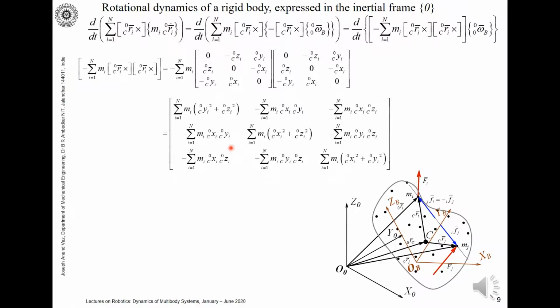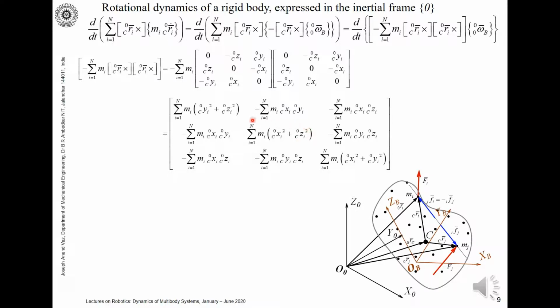So very interesting matrix. You can see that the diagonal terms of this matrix are recognizable. They correspond to the moments of inertia. So here you have the moments of inertia about the x-axis, and it is as if this x-axis is passing through the center of mass, and it's parallel to the x-axis of the inertial frame 0.